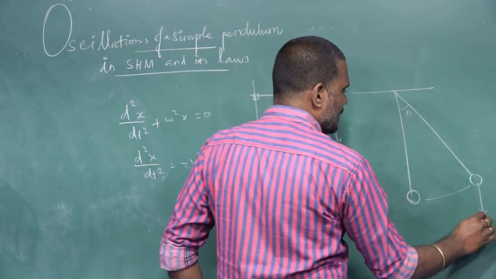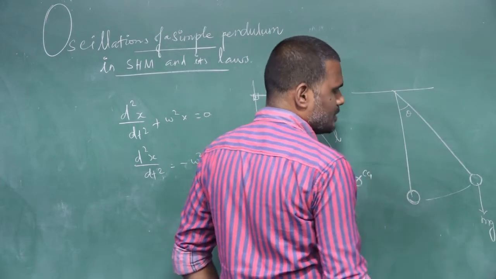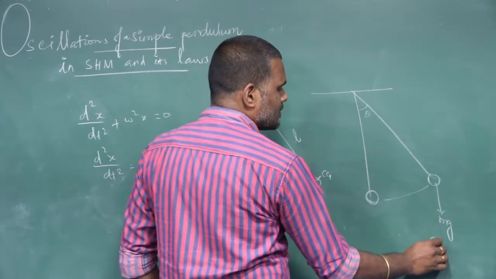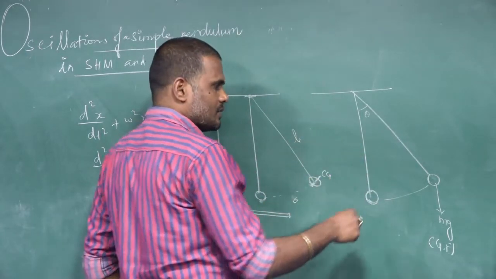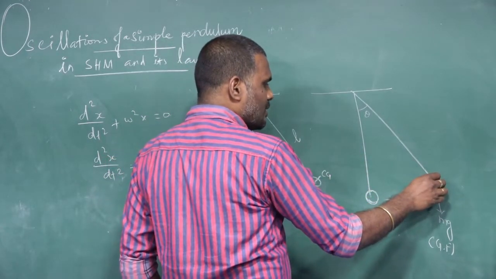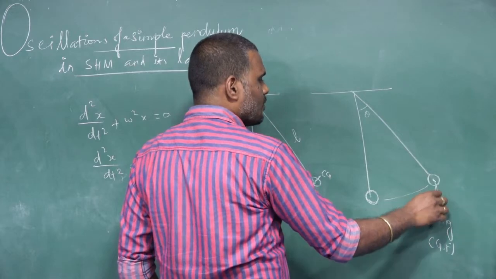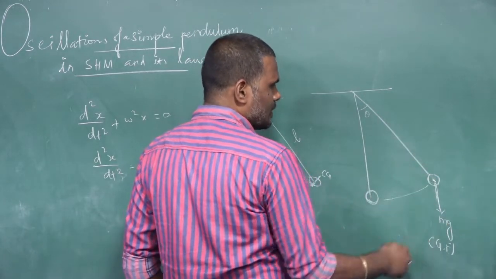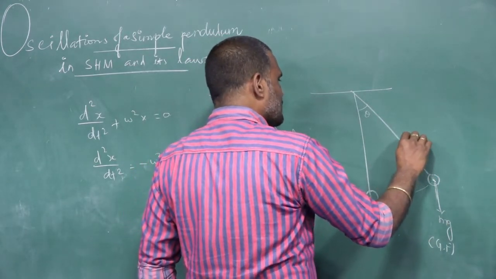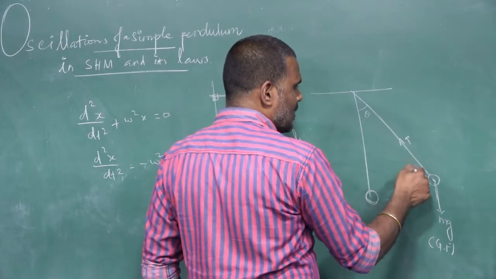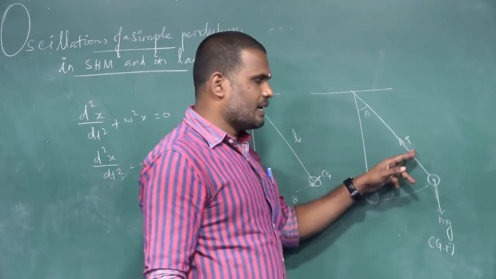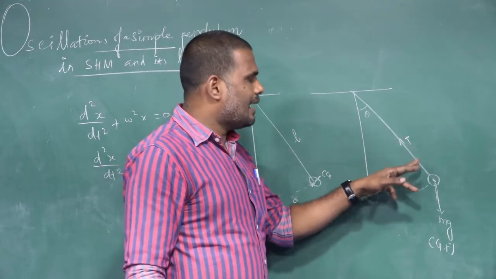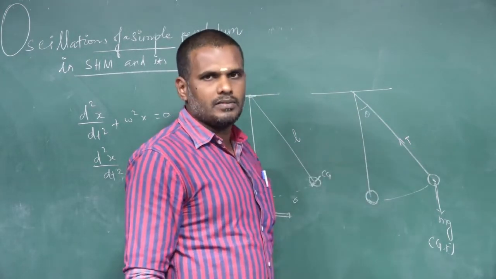One is the gravitational force mg, which acts vertically downwards on the body. Another force is the tension T, which is acting along the string to the point of suspension.